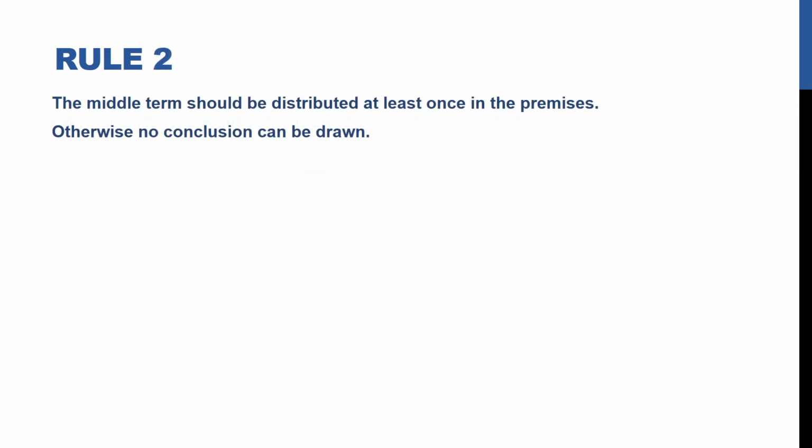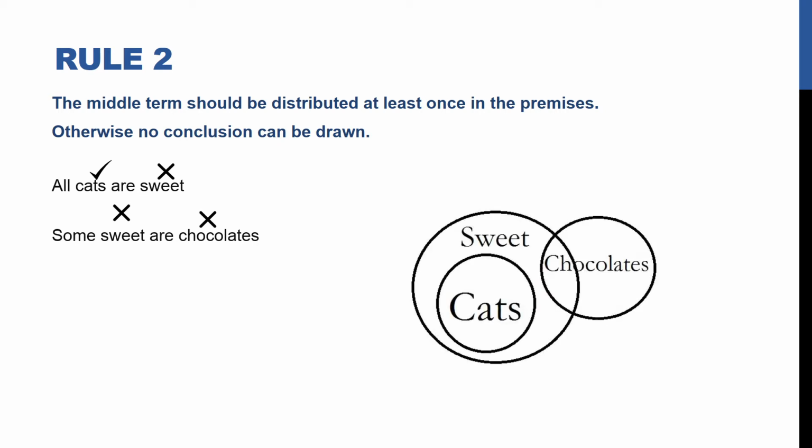Rule 2 says that the middle term should be distributed at least once in the premises, otherwise no conclusion can be drawn. The question is, all cats are sweet and some sweet are chocolates. What will happen otherwise? Well, this will happen. You won't be able to draw a connection between terms. So for this statement, there is no primary conclusion.